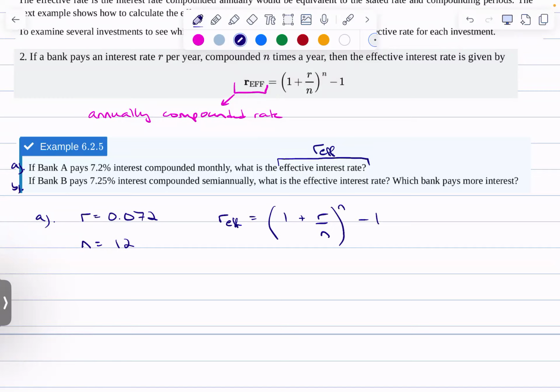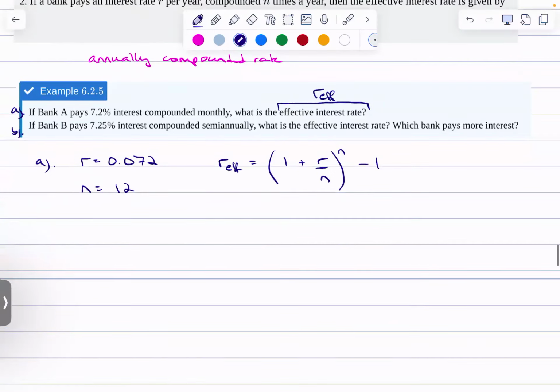You'll see why you have to do minus 1. It's because otherwise your rate would be 100 and some odd % per year, which is juicy, but I don't think they can do that. So 1 plus 0.072 divided by 12 to the power of 12 minus 1. Take it nice and slow, 0.072 divided by 12. Then add that to 1. Then take it to the power of 12.